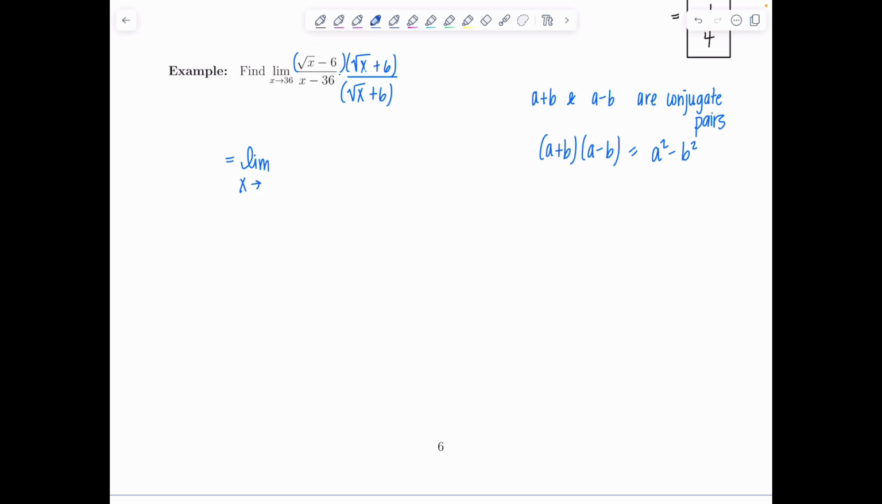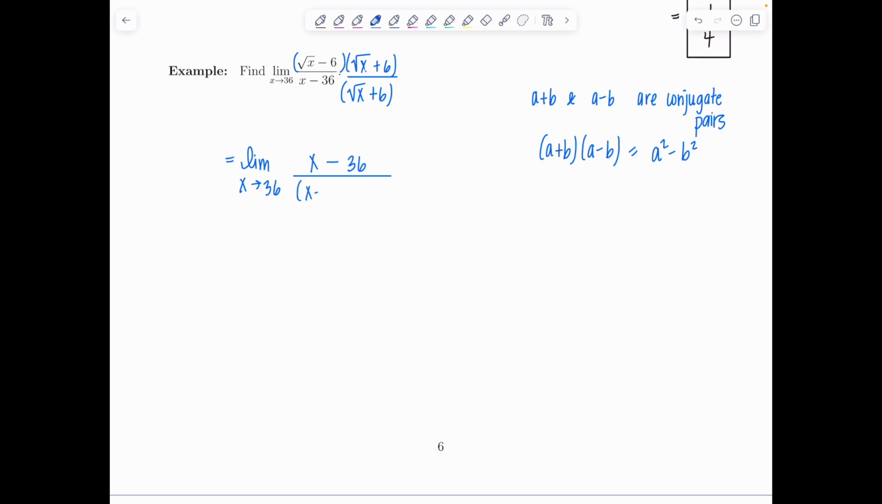As x approaches 36, in the numerator, we don't actually need to sit there and FOIL this all out because they're conjugate pairs. I know I'm going to end up with a squared minus b squared. So a squared is rad x squared, that's just x, minus b squared, which is 6, so b squared is 36. Beautiful. And then in the denominator, don't multiply it out.